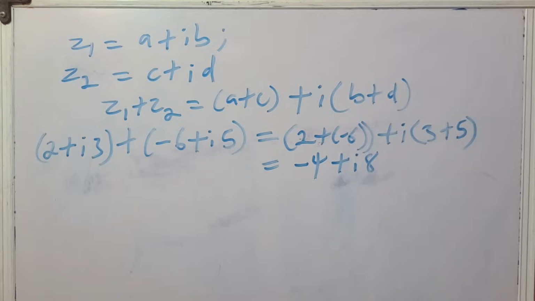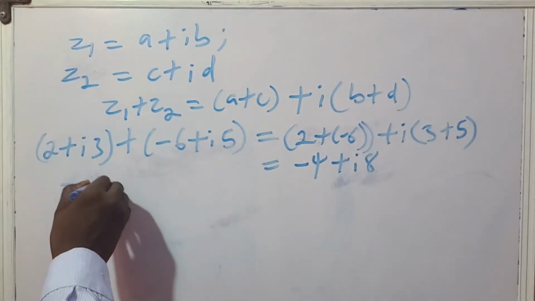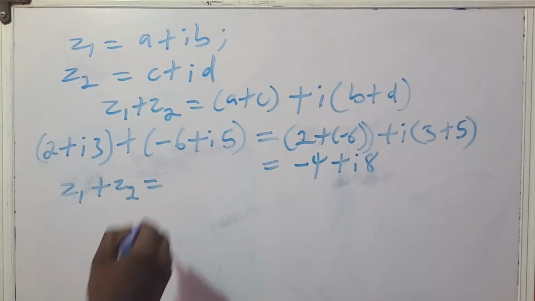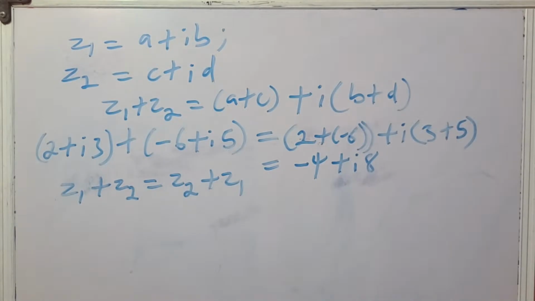That's the closure property. Now, another property is the commutative property. Under addition, don't forget, the meaning of commutative is that we can say Z1 plus Z2 will also be equal to Z2 plus Z1. So complex numbers are commutative when it comes to addition.